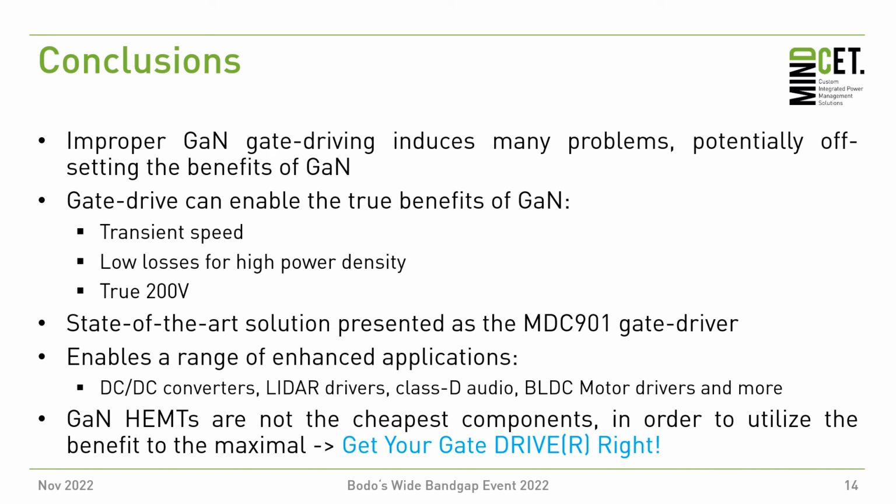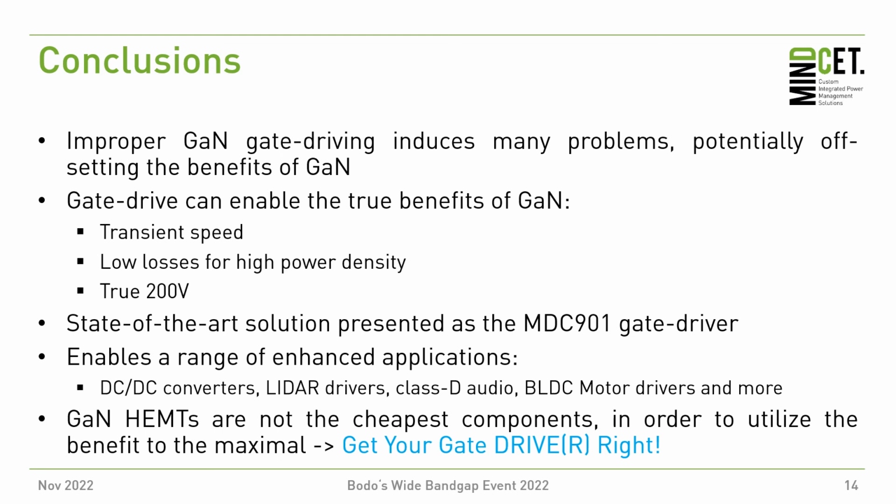So we can conclude that improper GaN gate driving can induce many problems and will potentially offset the benefit of GaN. But good GaN driving can enable the true benefits of GaN, meaning transient speed, low losses for high power density, and in the end we have a true 200 volt driver. So we've presented our state-of-the-art solutions using different brands and different types and voltage ranges of GaN power HEMTs using the MDC901 as a gate driver.